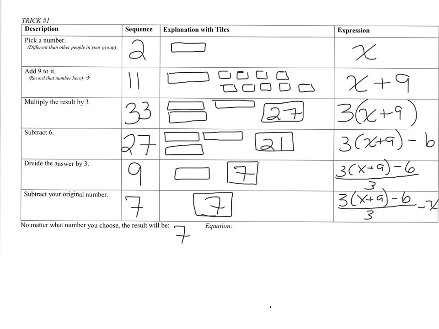Now if I asked you down here to write an equation, well, this whole expression, this (3 times (x + 9) minus 6) over 3 minus x, that whole thing equals 7. Okay, I'm not going to explain why this works yet, but it's the tiles that are going to help you figure out why this thing works.